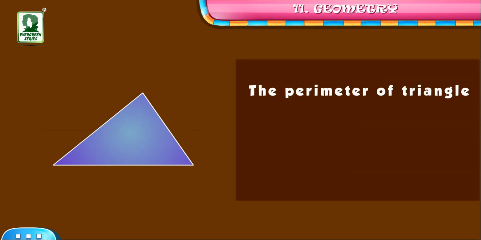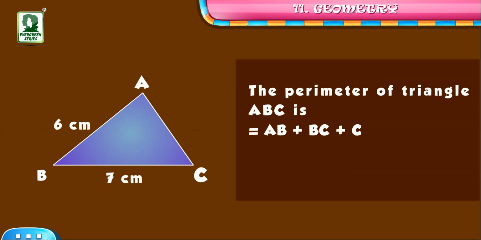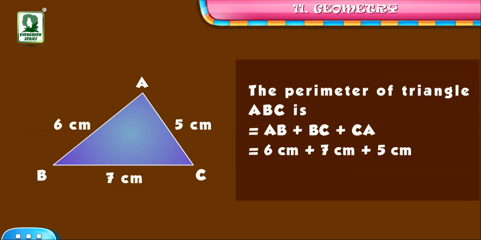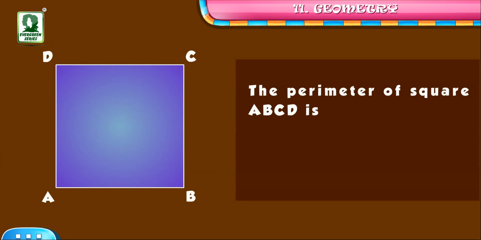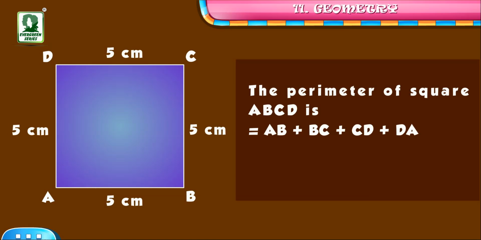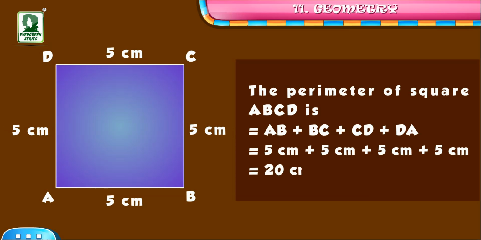The perimeter of triangle ABC is AB plus BC plus CA, which is 6 cm plus 7 cm plus 5 cm, that is 18 cm. The perimeter of square ABCD is AB plus BC plus CD plus DA, which is 5 cm plus 5 cm plus 5 cm plus 5 cm, that is 20 cm.